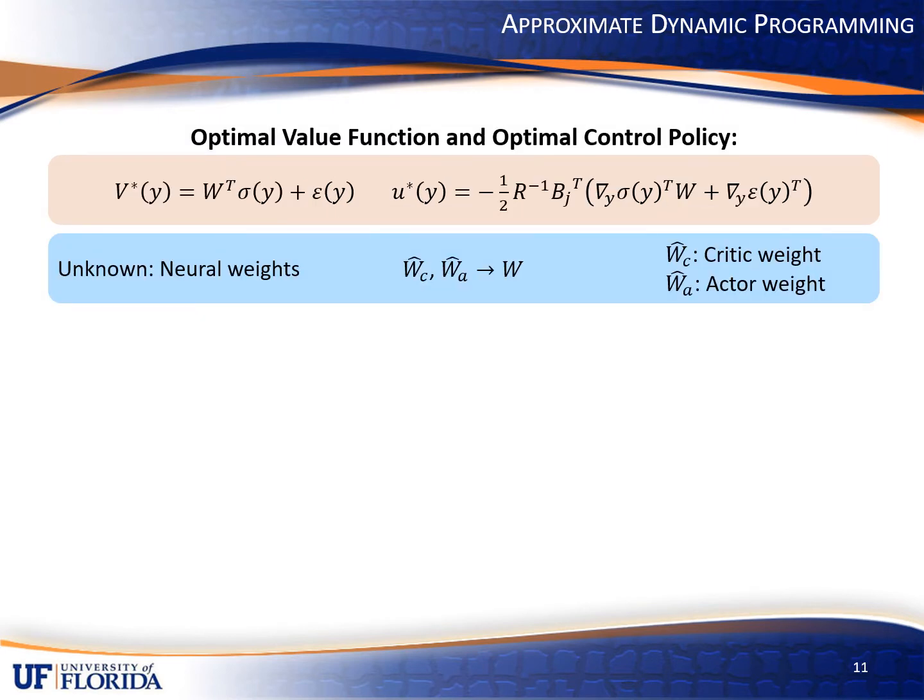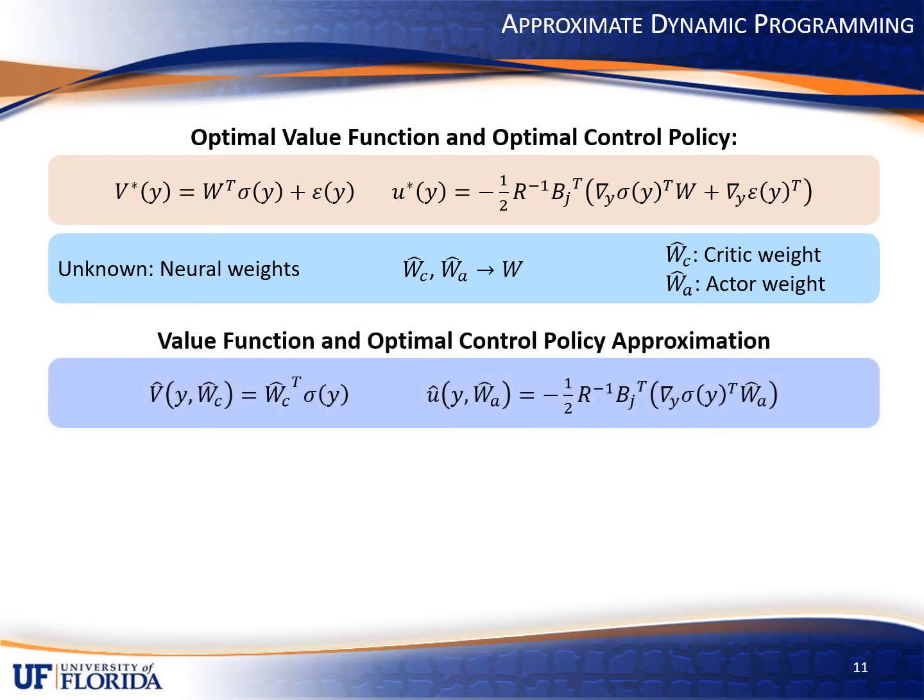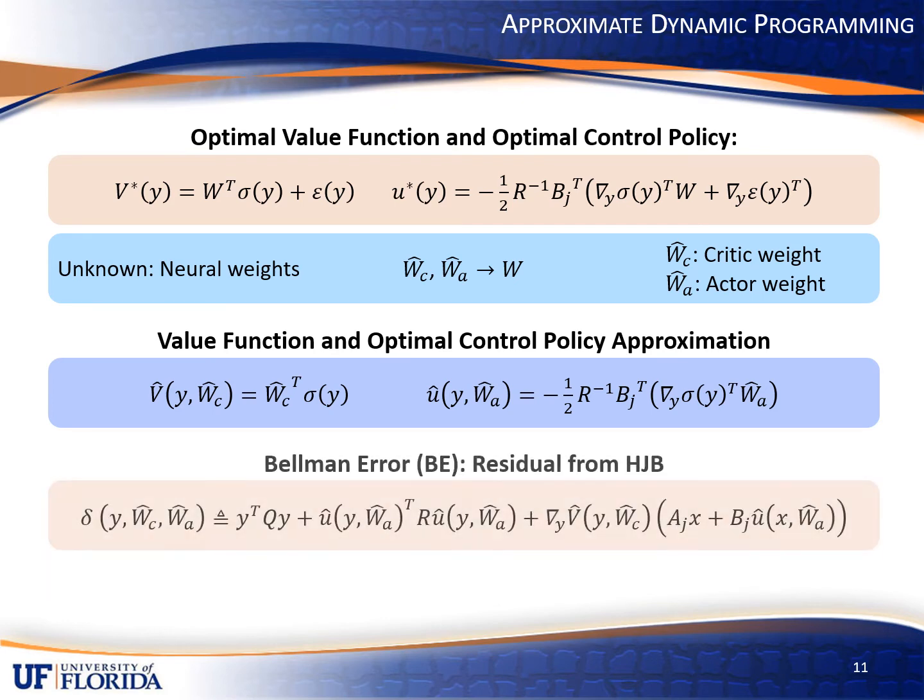So in the traditional case of approximate dynamic programming, the value function V star is parameterized as a single layer neural network, and then similarly that neural network representation is substituted into the analytical optimal control policy. But the difficulty is that we don't know the weights of the neural network a priori necessarily. So we develop some set of estimates, V hat and U hat, which represent the approximate value function and approximate optimal control policy respectively. And then we will update these weights, WC hat and WA hat, according to a metric, which is the Bellman error.